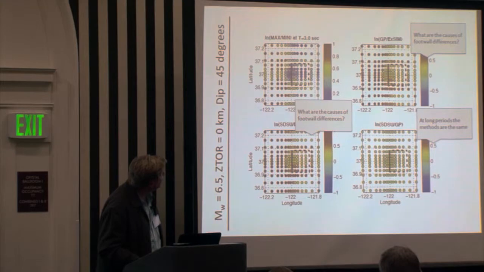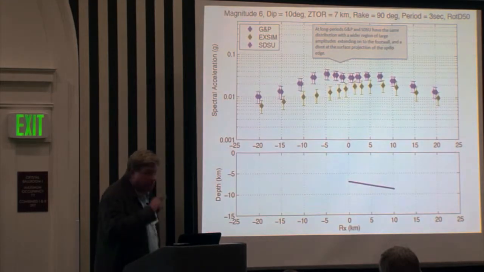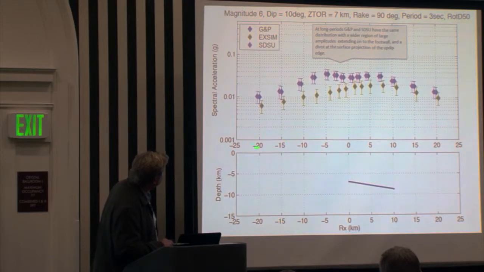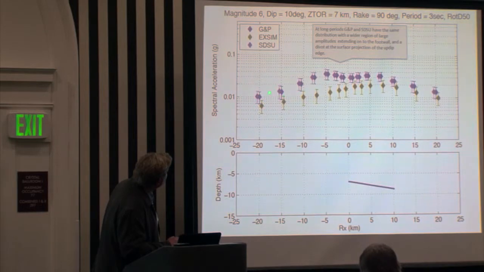That's common to SDSU and GNP, but not XSIM. Okay, so another series of plots that we're going to see more of later this afternoon, I think, is looking at perpendicular profiles over a buried fault. This is a case with a Z-Tor at 7 kilometers. It's dipping 10 degrees. These greenish symbols are the XSIM results, and GNP and SDSU are shown by these values.